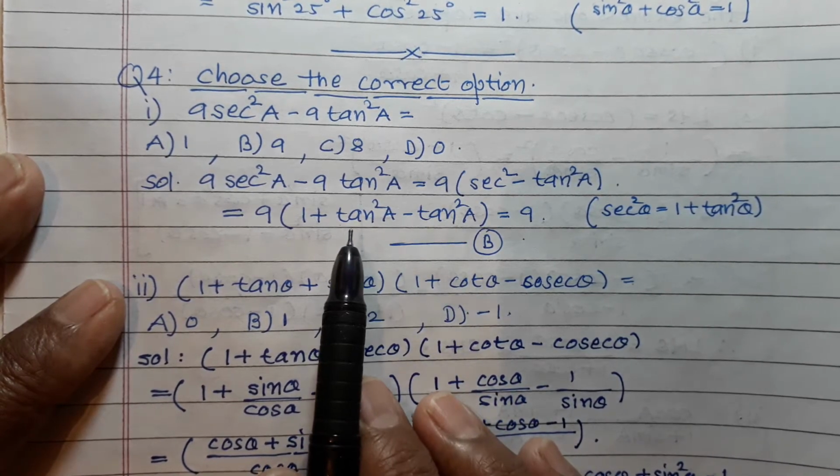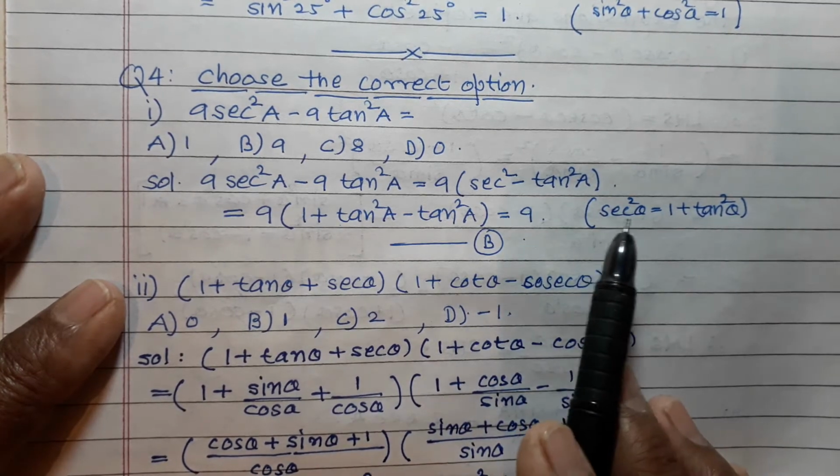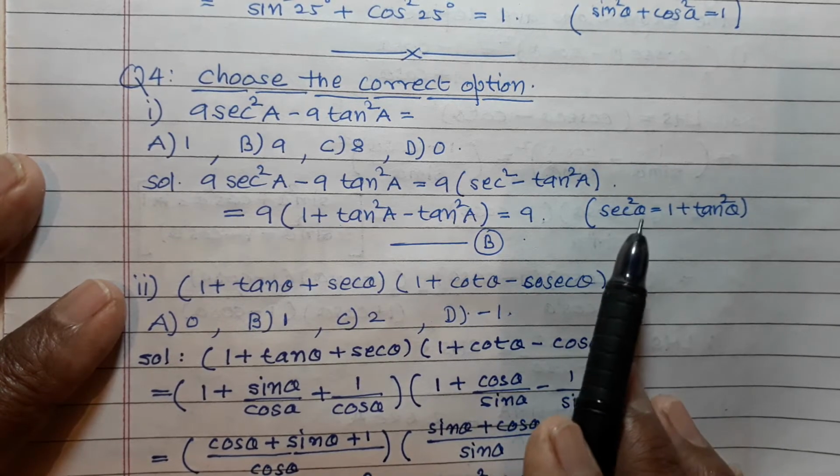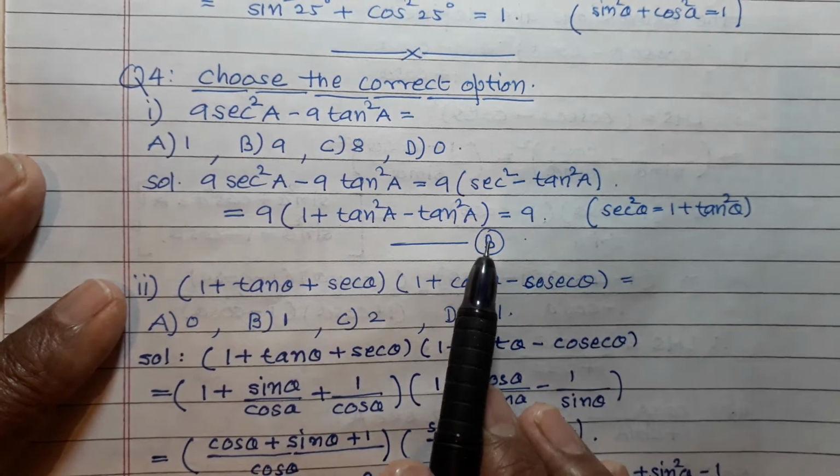Tan square A gets cancelled. 9 into 1 is equal to 9. So here the identity is sec square theta is equal to 1 plus tan square theta. So option B.